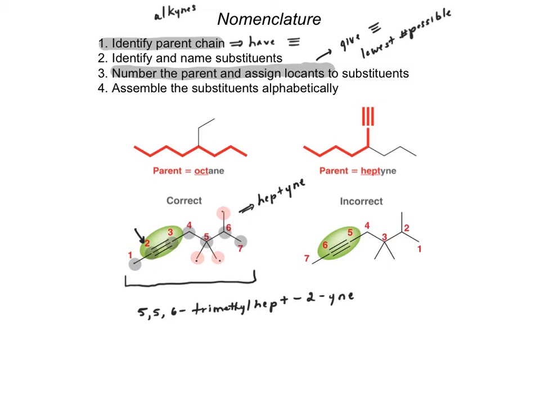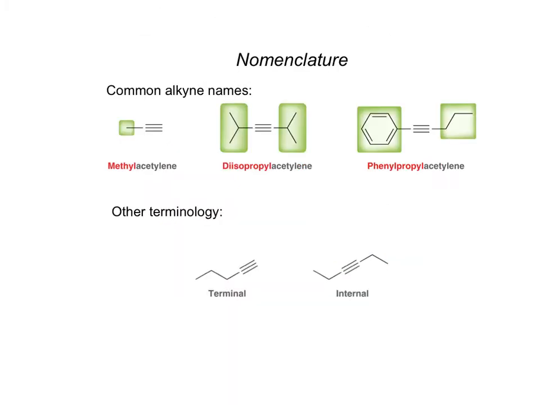Now, a couple other things with respect to these. There are a couple of common alkynes that go by their common name that'll be important to actually identify them. So acetylene is one of the big ones, right? So just the carbon-carbon triple bond, knowing that that's acetylene is important. There's also a methylacetylene, a diisopropylacetylene, and then a phenylpropylacetylene. So again, these are not the IUPAC names, they're the common names, but it'd be important to know what those are.